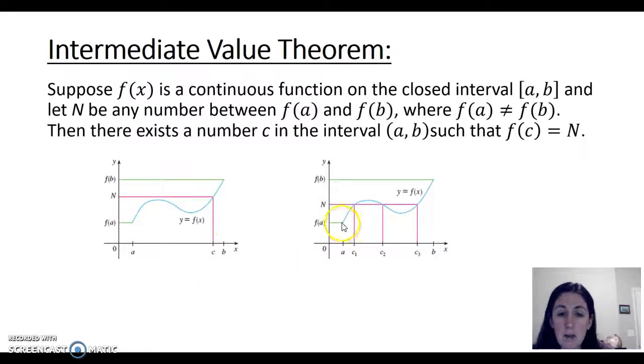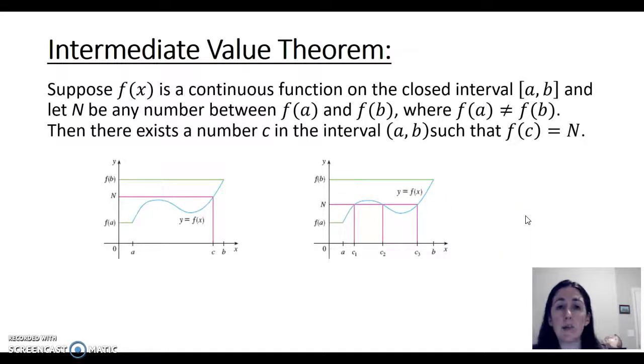Same thing here. Here's a and here's b. Notice my function is continuous from a to b. That means for any value between f of a and f of b, any value at all, there's at least one place between a and b that gives you that y value. This one happens to have 3.